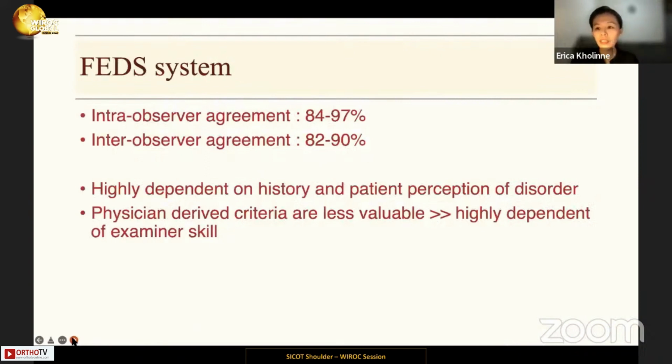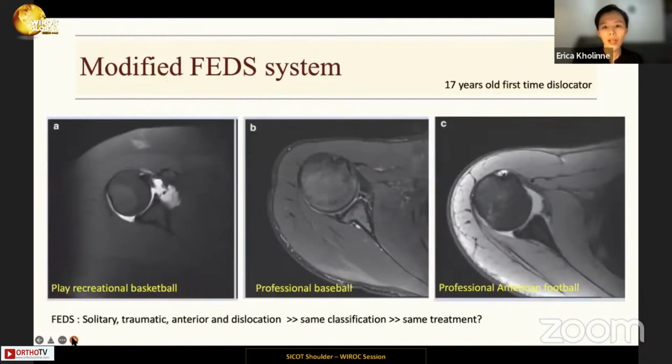If a patient never required assistance to have their shoulder reduced, they will fall under the subluxation subclass. The classification had a good inter-observer agreement because I think it is highly dependent on the history and perception of the patient, unlike the physician-derived criteria, which highly depend on the examiner's skill. Okay, this is an example of the flow of the FATS classification.